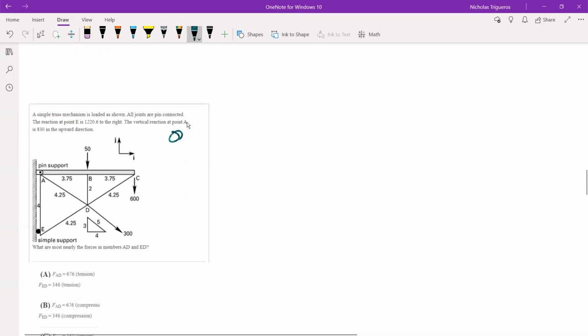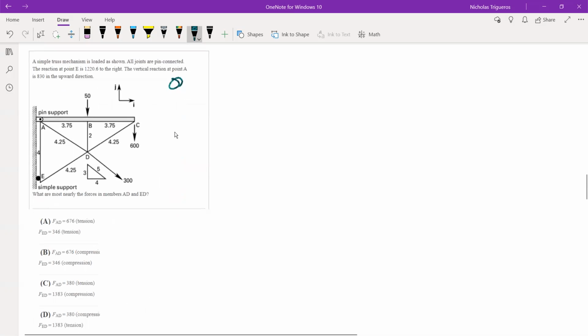All right, cool. We get to see another problem that we can solve intuitively. The way I solved this, I looked at it: we have a simple truss, all joints are pin connected. The reaction at point E is 1220.6 to the right. We have a reaction in this way, 220. A vertical reaction at A is 830 and upwards. What are the forces in members AD and ED?